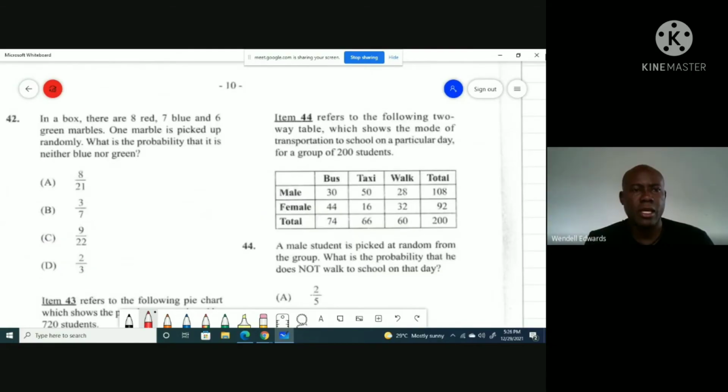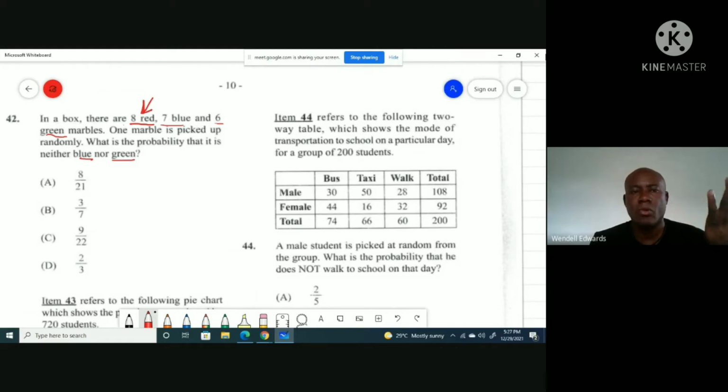All right. In a box, we have 8 red, 7 blue, and 6 green marbles. One marble is picked randomly. What is the probability that it is neither blue nor green? Then it has to be red. So technically, this is asking us what's the probability that it is red.